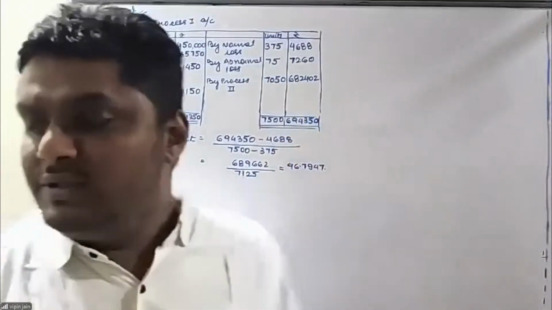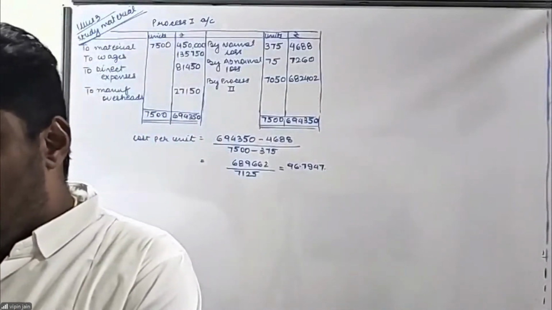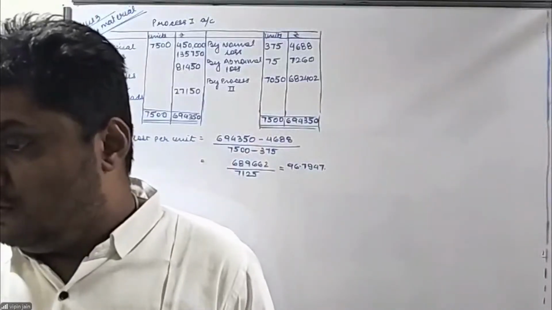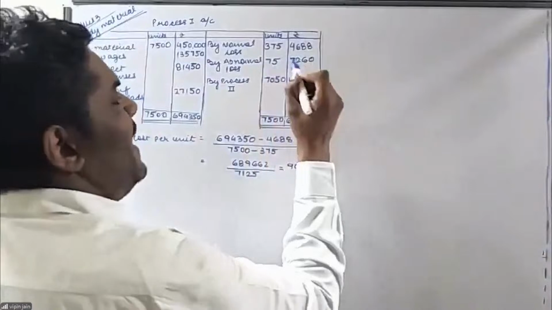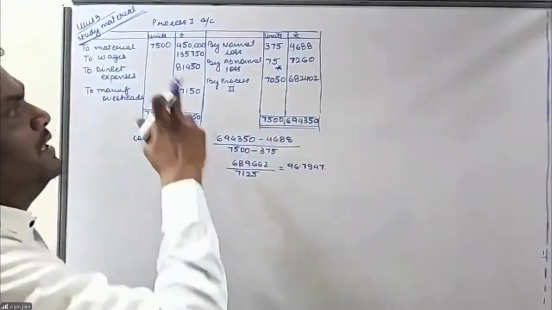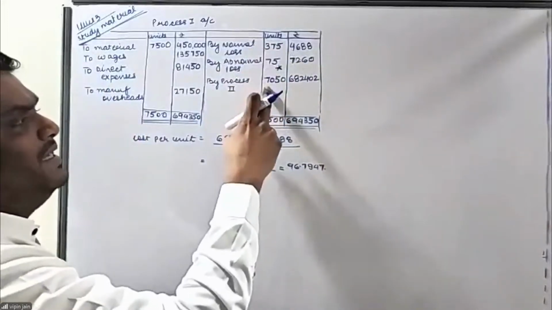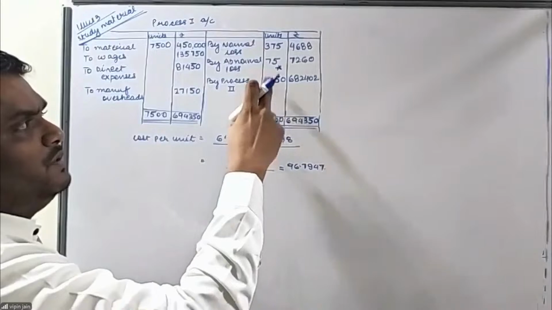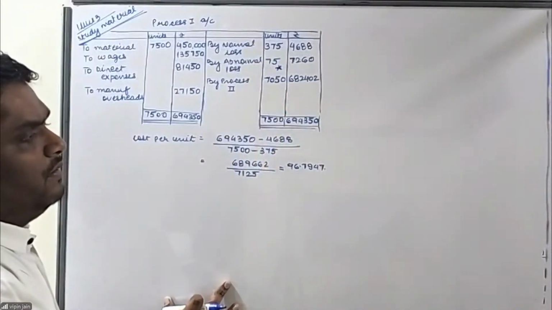If you guys have any doubts in this part, you guys can please post your query. In short, this is the balancing figure, Ms. Gupta. 7,500 minus 375 is my normal loss, minus 7,050 is my output that is transferred to the next process. So this figure is my balancing figure.